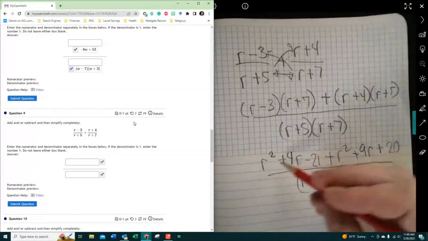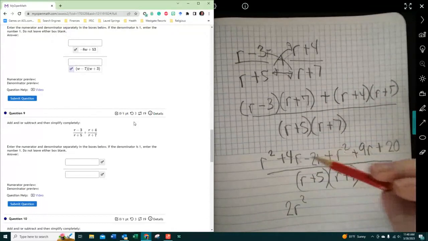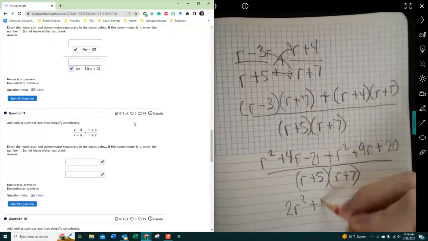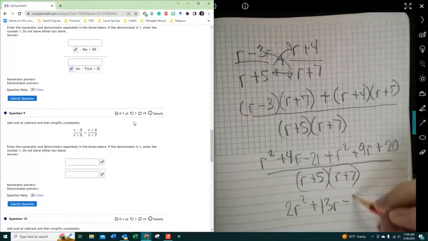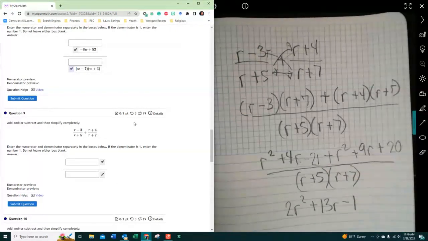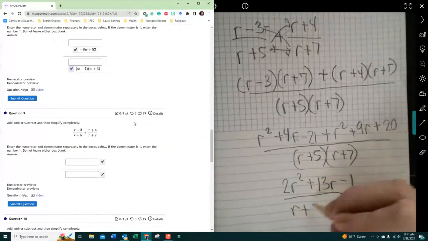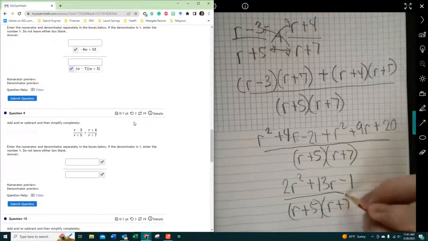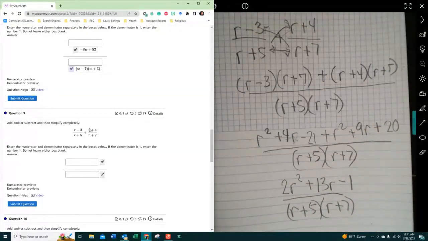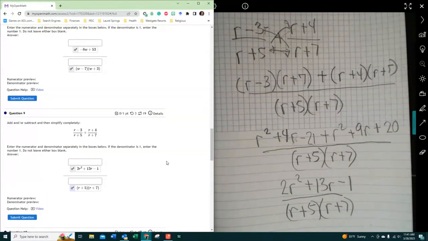Okay, now I'll bring everything together. I get this together, that gives me 2r squared. Bring these together, that gives me 13 r's. And then bring these together, and that gives me -1. And then I'm going to leave that as my answer because I'm being super lazy, and I don't even feel like trying to factor that to see if it's even factorable. All right, and I got the answer.